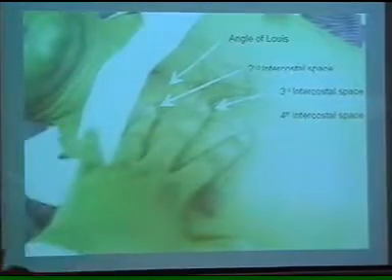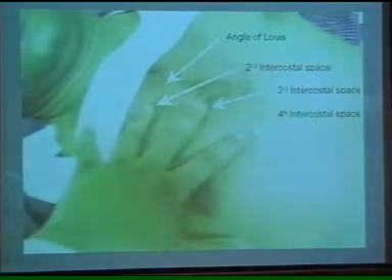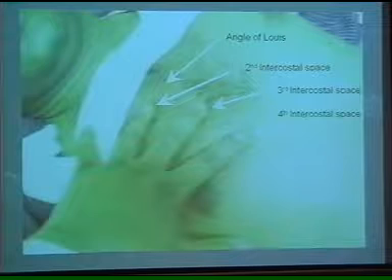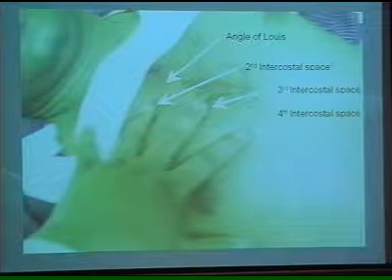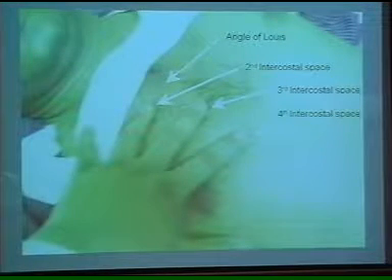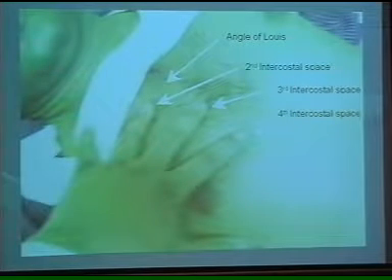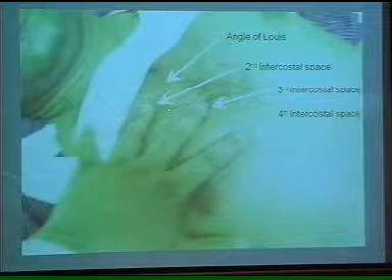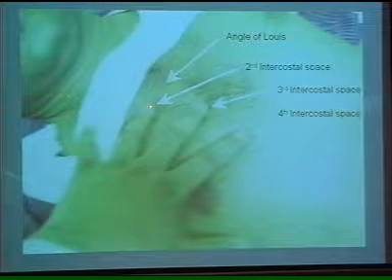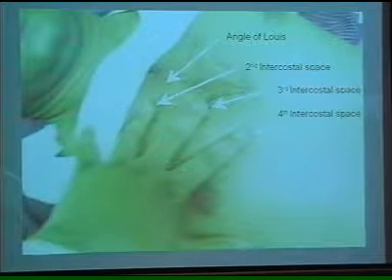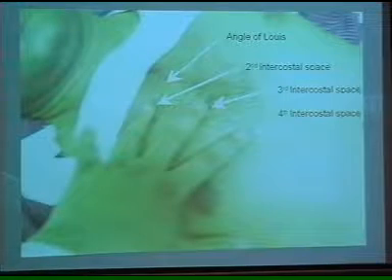Then how do you start ECG? You must know your landmarks. As you saw in the previous film, the limb leads are easy to attach. You know the colors, you attach them. Now come to the chest leads. You start by identifying the angle of Lewis. Just adjacent to it is the second intercostal space, and then you have third and fourth.